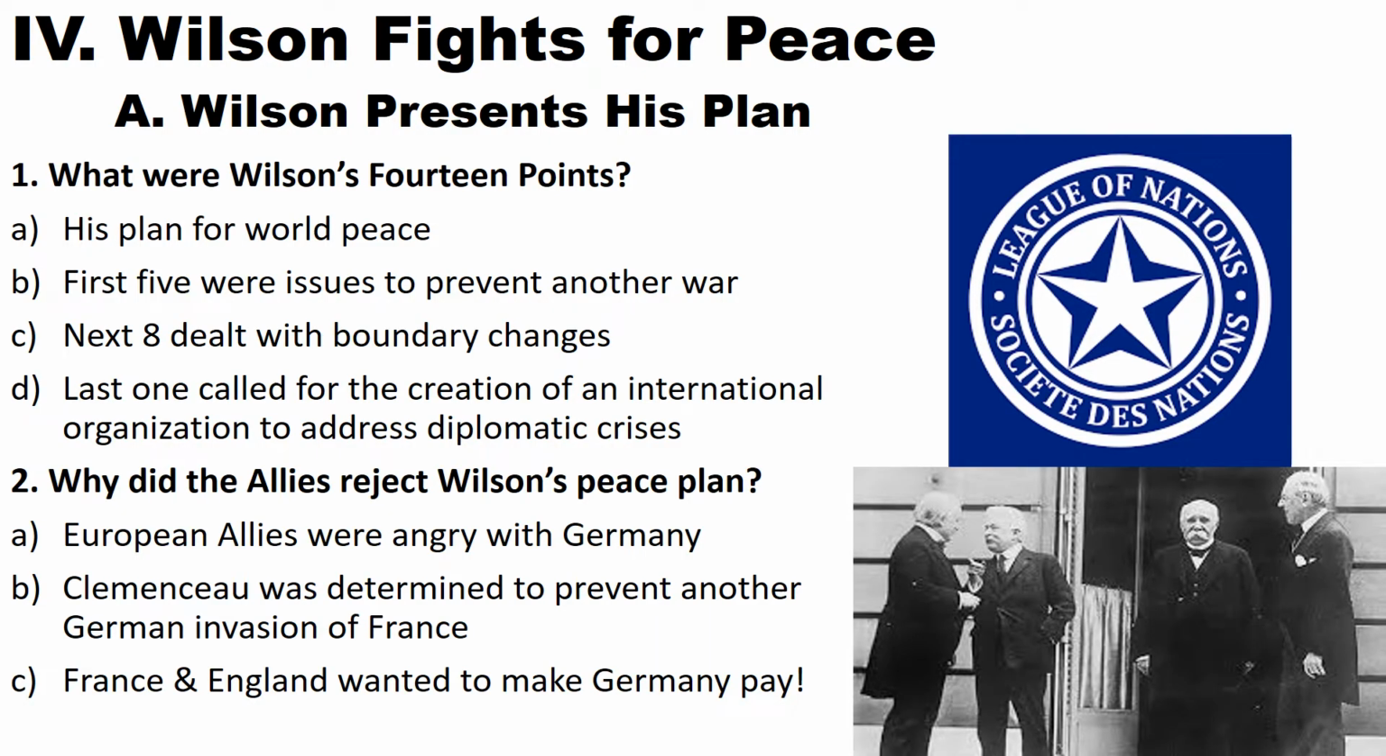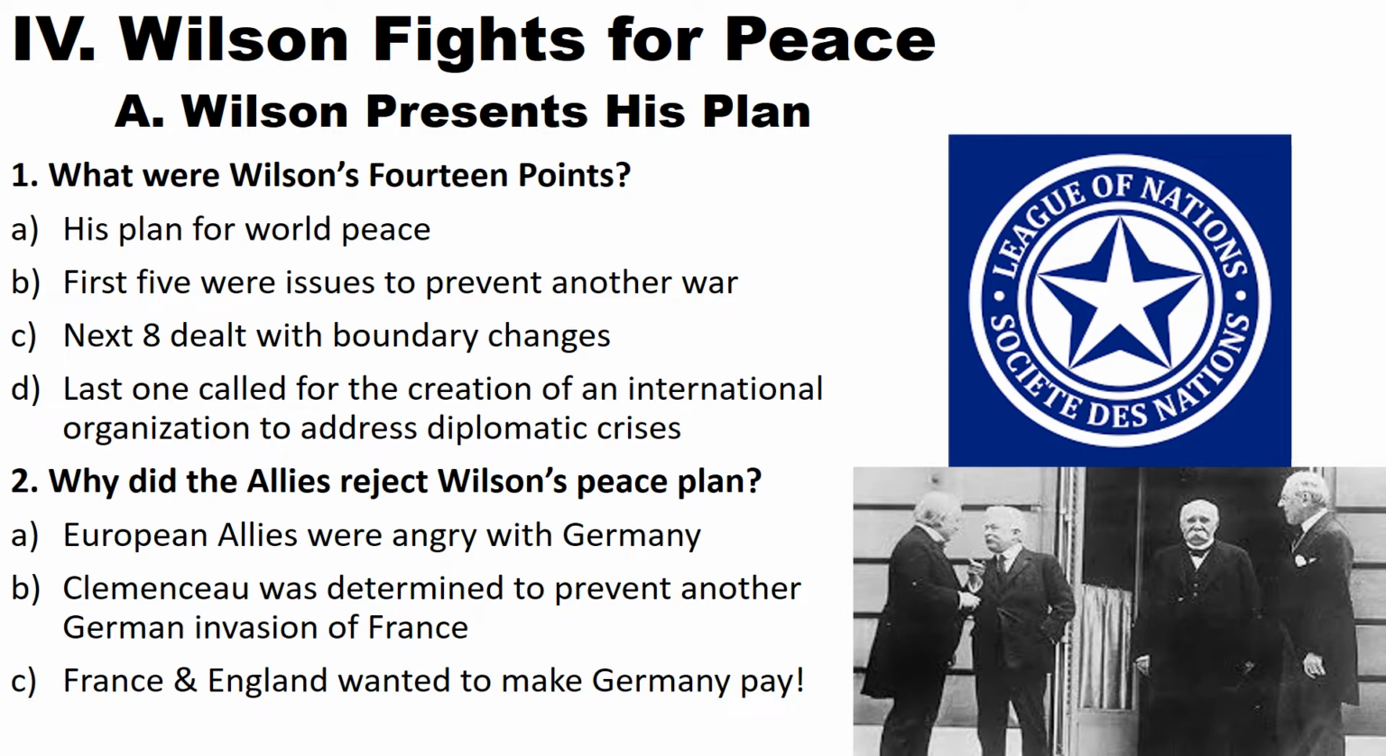All right, part A, Wilson presents his plan. Even before the war was over, Wilson presented his plan of world peace to Congress, early 1918, now known as the famous 14-point speech. The points were divided into really three groups. The first 5 points were issues that Wilson believed had to be addressed to prevent another war.